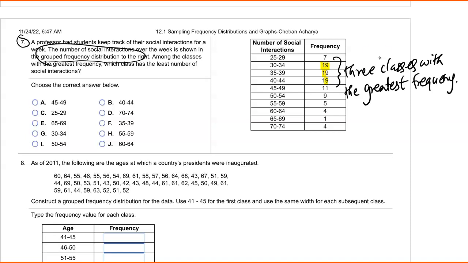Okay, and the question asks you which class has the least number of social interactions. Remember that the least number of social interactions is this class, 30 to 34. That's the least number. Then compare to 35 to 39, 40 to 44. The answer is this class, 30 to 34. The second class has the least number of social interactions. The answer is Z, 30 to 34. Okay.